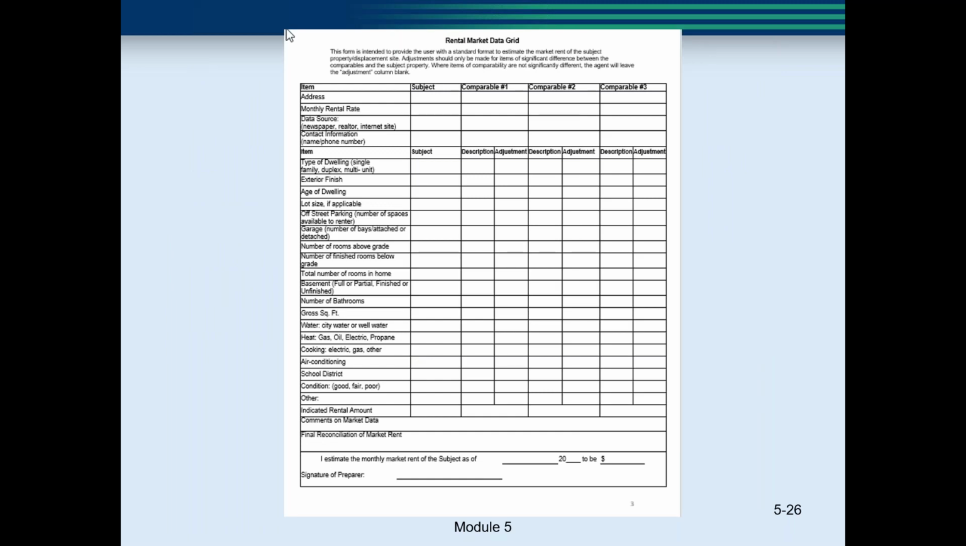It's kind of self-explanatory. You use it as a worksheet when you're out there gathering information. And when you're doing this, you're looking at places that are rented, because you're looking to establish what the rental market out there is now. So you're not looking for ones for rent. You're looking for what is rented out there.